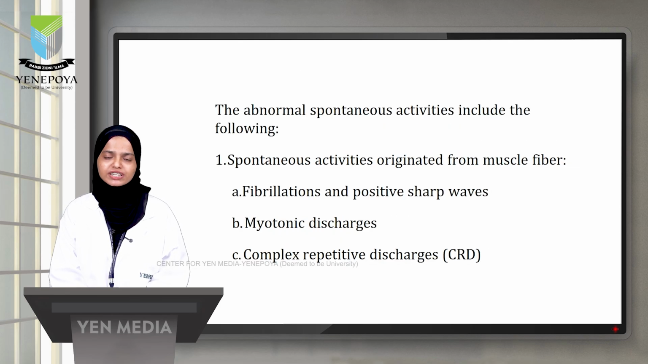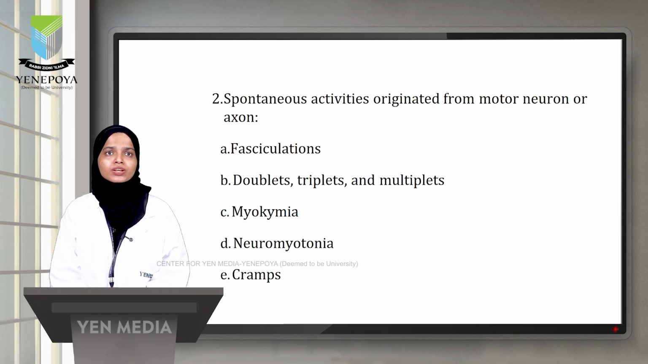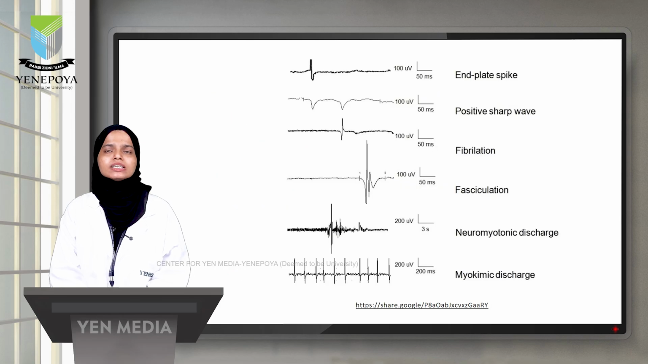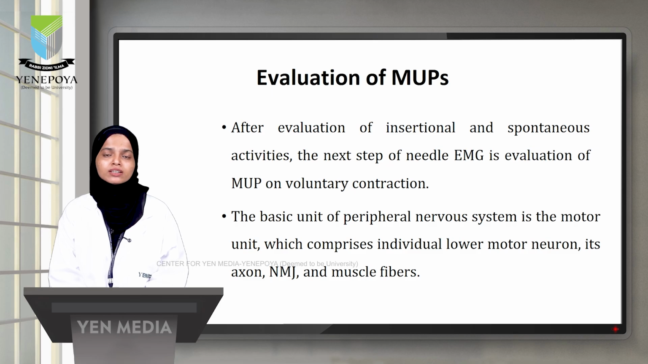Abnormal spontaneous activity includes the following. Spontaneous activity originating from muscle fiber: fibrillation and positive sharp waves, myotonic discharges, complex repetitive discharges. Spontaneous activity originating from motor neuron or axon: fasciculation, doublet, triplet, multiplets, myokymia, neuromyotonia, cramps. These are the spontaneous activities we see in the EMG recording: end plate spikes, positive sharp wave, fibrillation, fasciculation, neuromyotonic discharges and myokymic discharges.